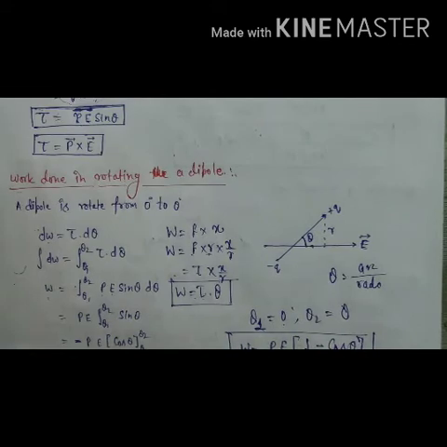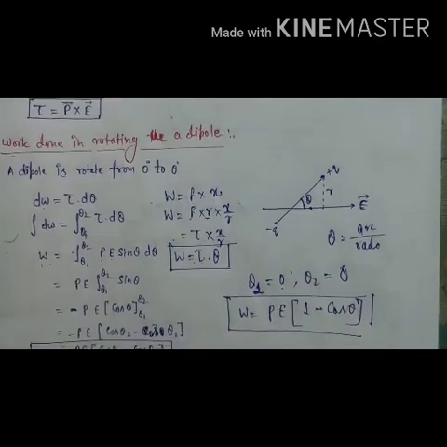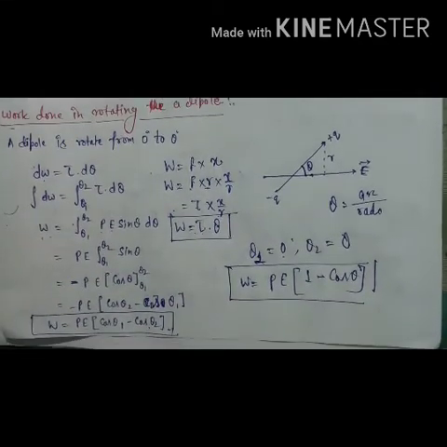How can we calculate the work done in rotating a dipole? We know that W is equal to torque into theta. So dW is equal to torque into d theta for a very small angle. Integrating both sides, because integration means summation, W is the integral from theta 1 to theta 2. We integrate work done from theta 1 to theta 2. We know that torque is equal to pE sine theta, and d theta. We take out pE.